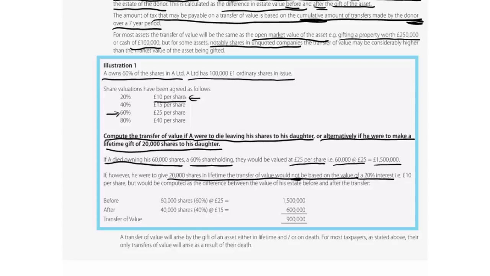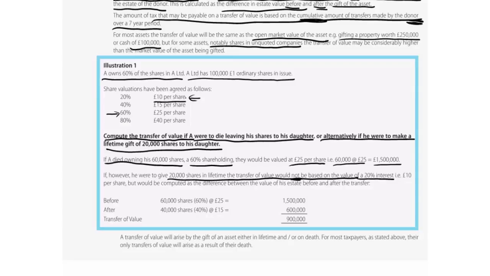And if that were to happen here in the case of A and his gift of shares to his daughter, so if he died within 7 years of making this gift of the shares to his daughter, then we'd have to calculate the potentially exempt transfer, for which we'd need to know the transfer of value. Now, how would we compute that transfer of value?